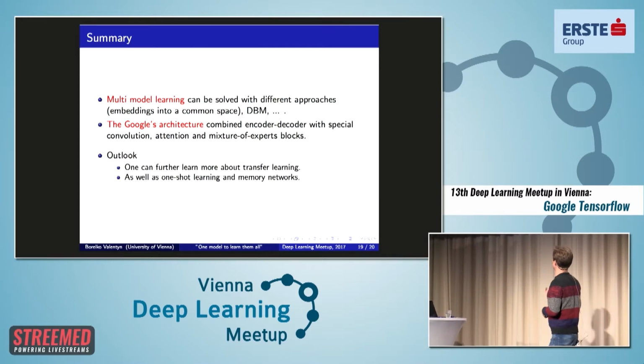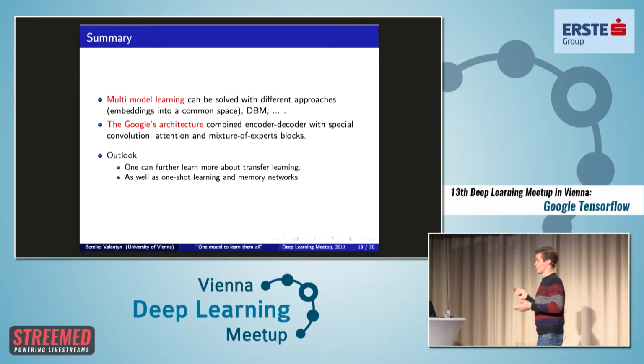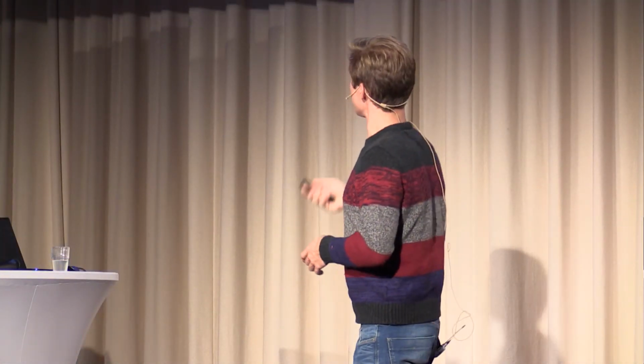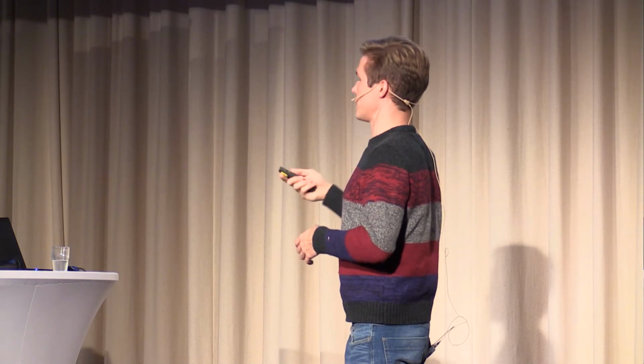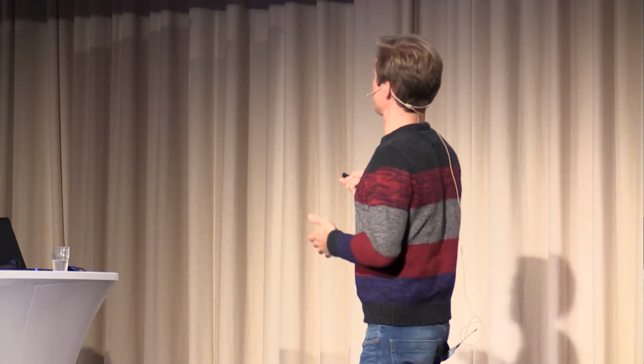The outlook would be to look up more on transfer learning, as well as one-shot learning, where you don't need a lot of examples, you need only one example to learn the representations. And memory networks, there are also memory networks with memory states, and one can also use attention to find the right memory state or memory units to train the model. So basically that was it. If you have any questions.